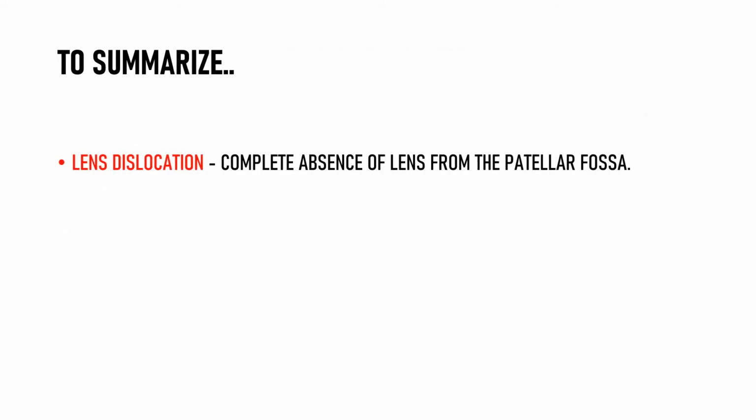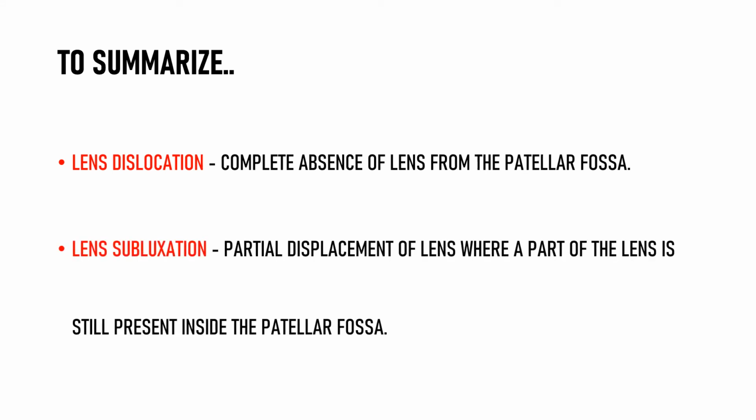So to summarize, lens dislocation is complete absence of the lens from the patellar fossa, and lens subluxation is partial displacement of the lens where a part of the lens is still present inside the patellar fossa. This is an important viva question, and your homework is to find out all the causes of lens subluxation and lens dislocation.